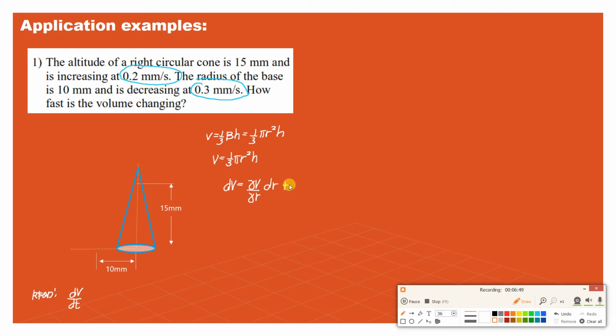Okay, plus the partial derivative of volume with respect to another independent variable, h, times its total derivative. So, kailan papasok diyan yung time? We can multiply both sides by 1 over dt, or divide everything by dt. So, dV over dt, ayun na yung time rate, is equal to the partial derivative of volume with respect to the radius times dr, the total derivative of radius with respect to time. So, ganun lang yung mangyayari.